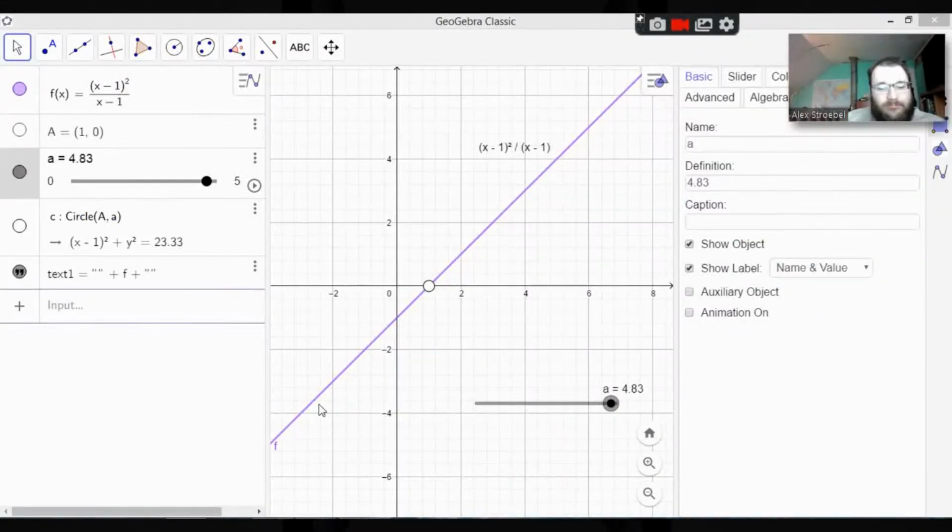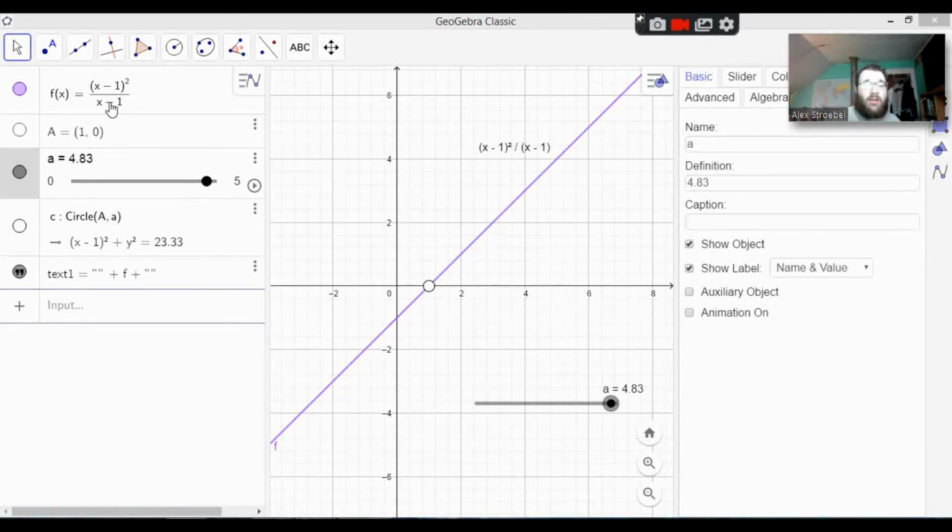Here you can see it's x minus 1 squared divided by x minus 1. If you were to do the algebra, you could see that this is just going to be the graph of x minus 1, right? Because you cancel one of these, one from the top out with the one from the bottom, and you just end up with x minus 1.